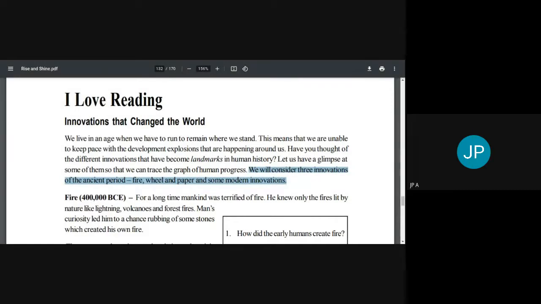Newton invented. It is something that is already there, but he discovered that there is such a force. So discovery is finding out something which already exists, and invention is something that you newly create. Both these discoveries and inventions are together called innovations.